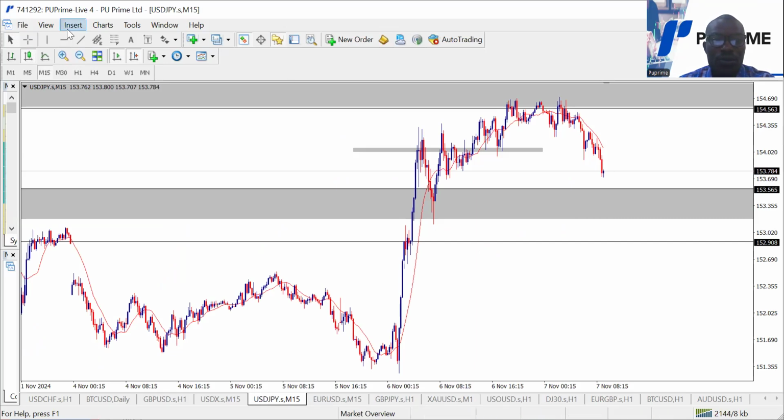Probably we could see a rejection or retracement up to this resistance, this level. Then we can now decide to see if we are going to sell or not. So we still need to be very, very patient dealing with this before market moves to the downside. Okay, so that is that for USD JPY. So let's go to EUR USD.